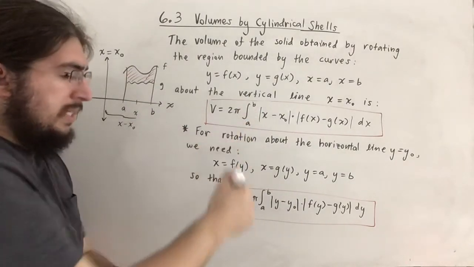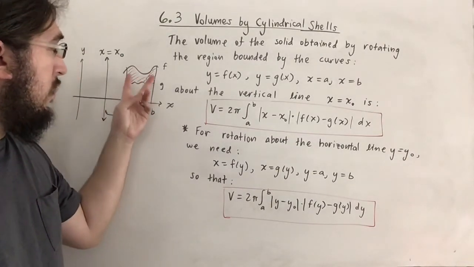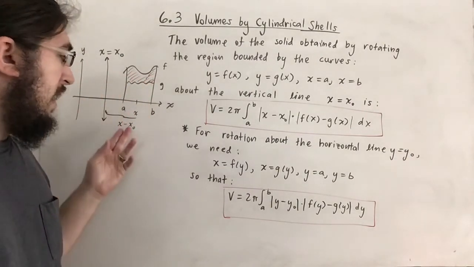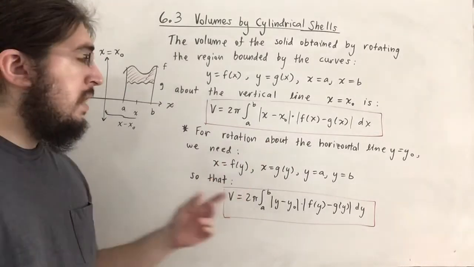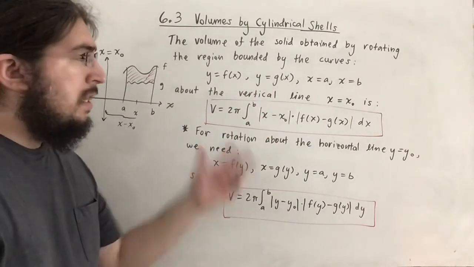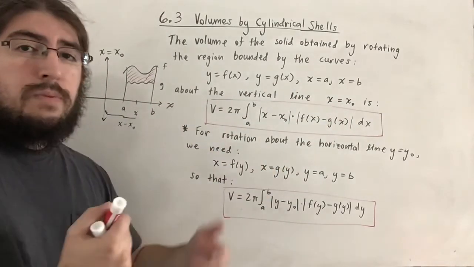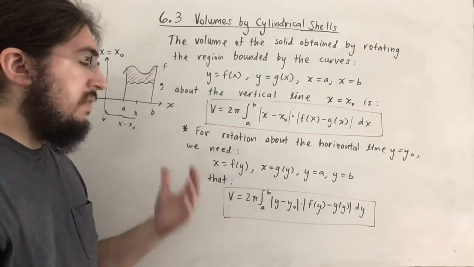So that's why I have x minus x naught. The reason it's in absolute value is that if we actually have the scenario where this is on the other side of things, then x minus x naught will actually be negative. But since we want a positive radius, we take the absolute value to ensure that's the case. So believe it or not, this is actually a general formula that you can use for any of the previous problems that we've seen in this video.